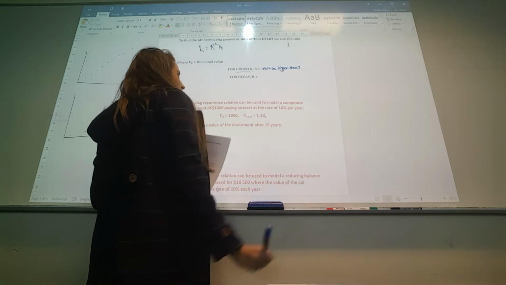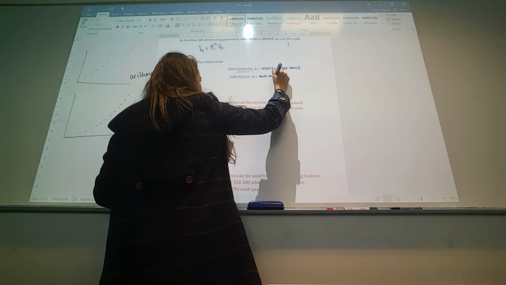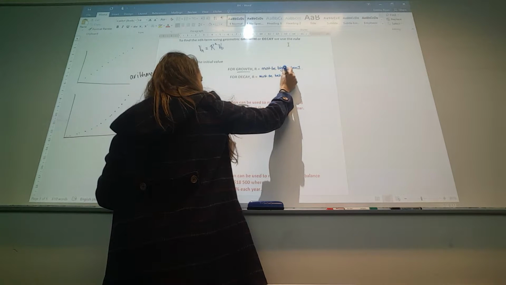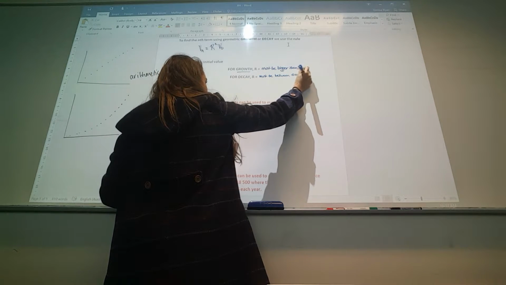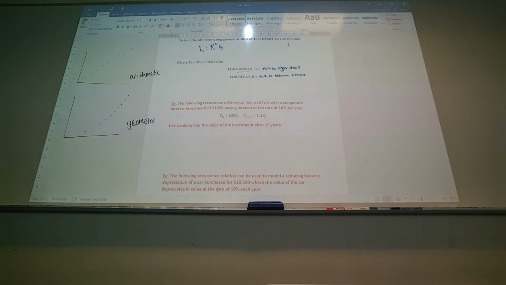So our ratio must be bigger than 1 for growth, and if we're using decay, our r must be between 0 and 1. Really important, because otherwise your numbers will go the wrong way. If we're talking about decaying, our numbers should be getting smaller. If we're talking about growing, our numbers should be getting bigger. If they're not, then you either need to put a 1 in front or you need to take the 1 away. Any questions about that?